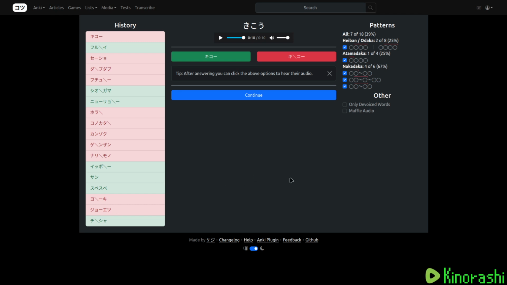When the pitch of a compound word is based on the pitch of the words it comes from, the pitch of each word is shown by a dash.